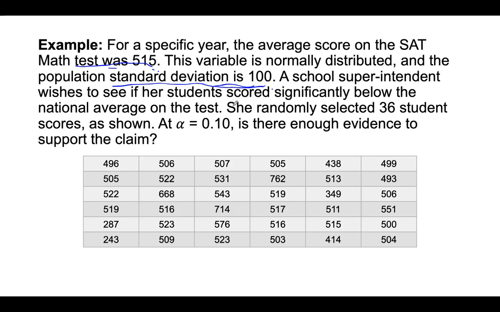A school superintendent wishes to see if her students score significantly below the national average on the test. So were they less than? She randomly selects 36 students, student scores as shown. So you have this data. At alpha equals 0.10, is there enough evidence to support the claim?